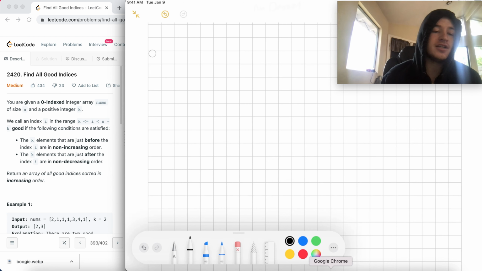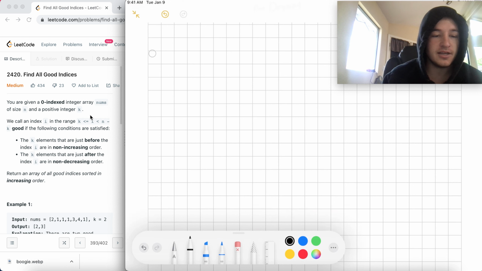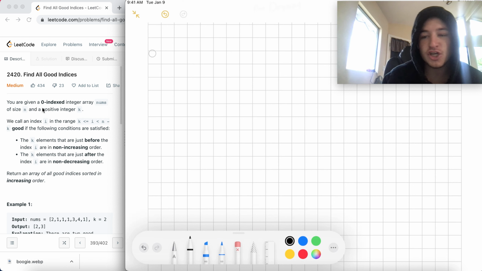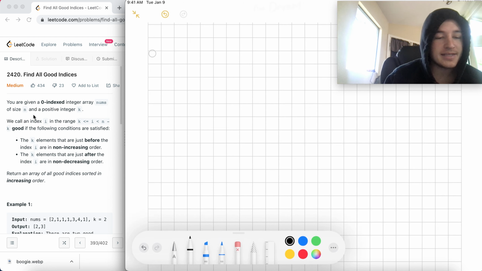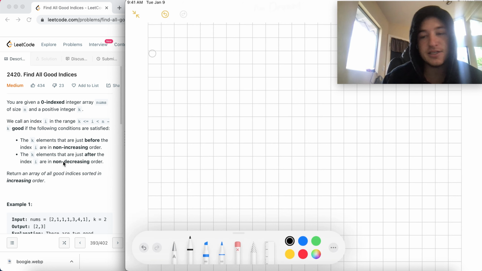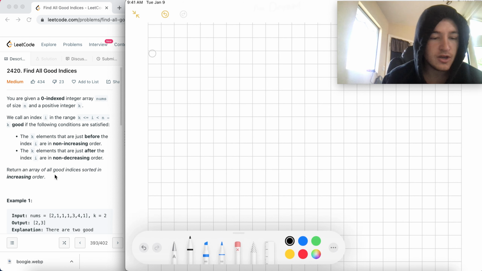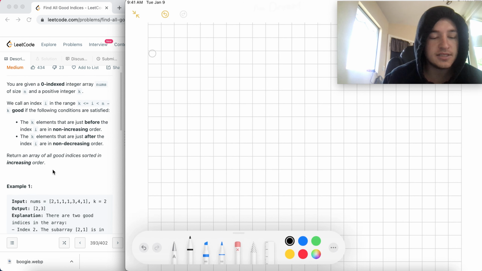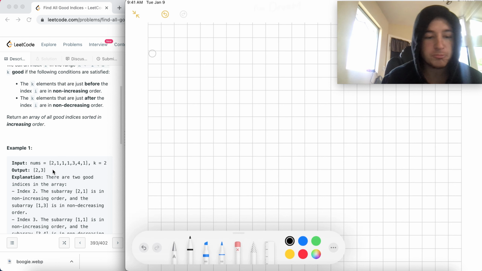Anyways, let's get right into this problem. 2420, Find All Good Indices. You're given a zero-indexed integer array nums of size n, and a positive integer k. We call an index i in the range k to n minus k good if the following conditions are satisfied. The k elements just before index i are in non-increasing order, and the k elements just after index i are in non-decreasing order. Return an array of all good indices sorted in increasing order.